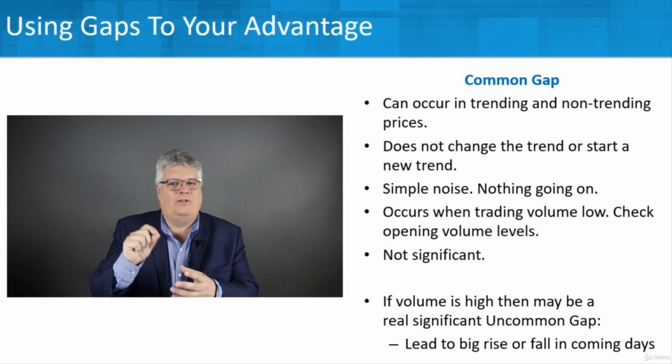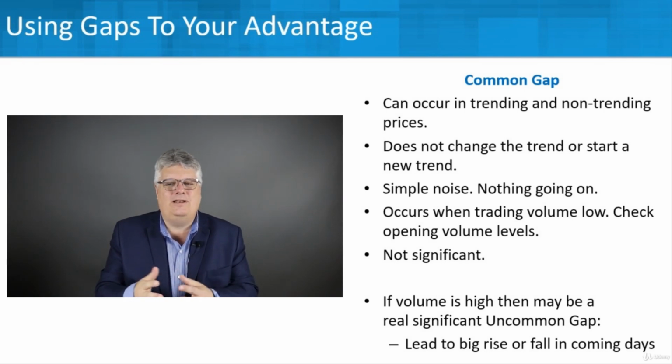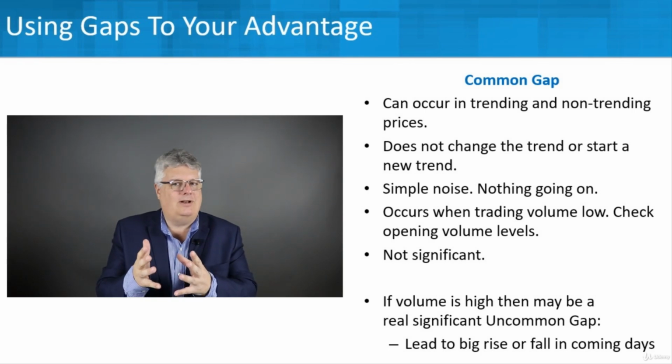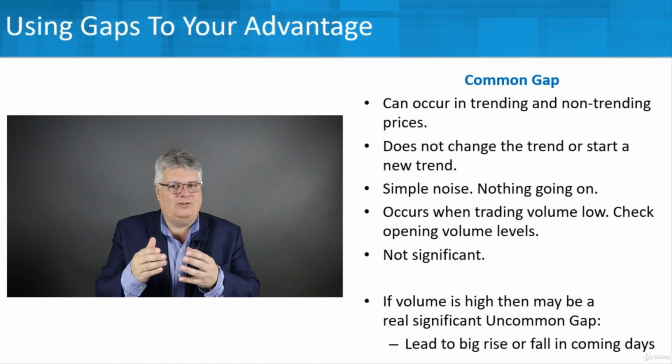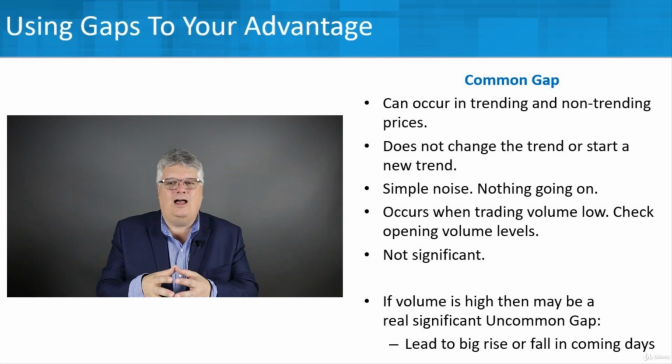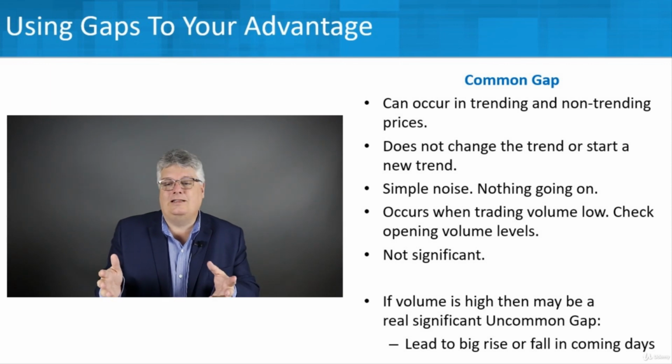It might be a little flutter up or something like that because of some announcement or a rumor or something. And a lot of times when you see these common gaps that are not impactful, it occurs when the trading volume is low, right? There's fewer people trading, so there's not a lot going on. So a good way to verify if something might be a common or uncommon gap is to look at those volume levels. If the volume levels are low, there's a very good chance it's a common gap, versus an uncommon gap, which we're going to talk about next, where it's very significant. A common gap would be something that's not significant.